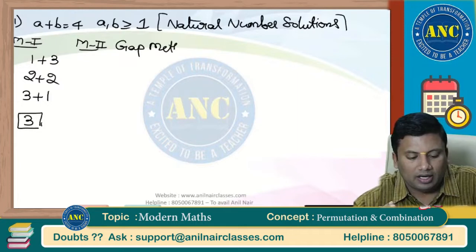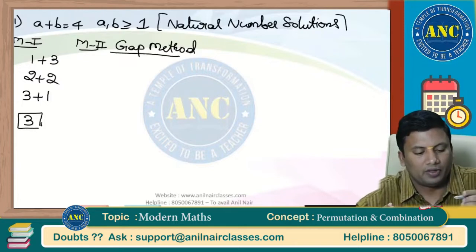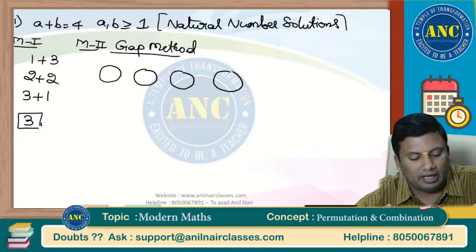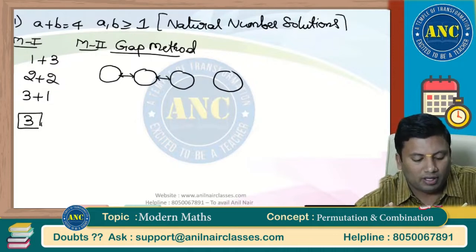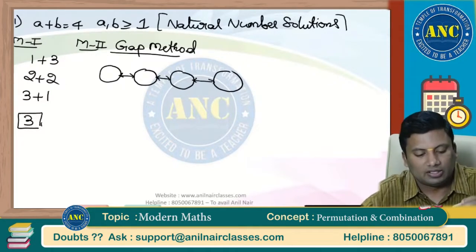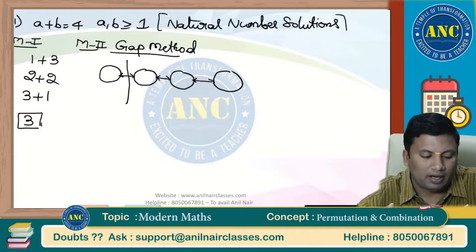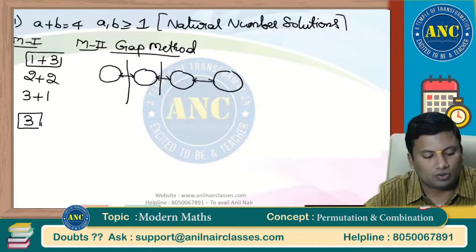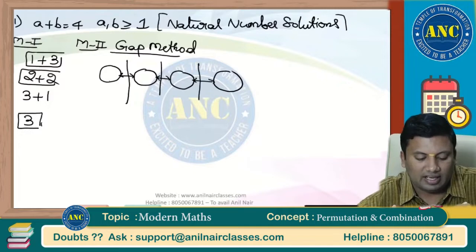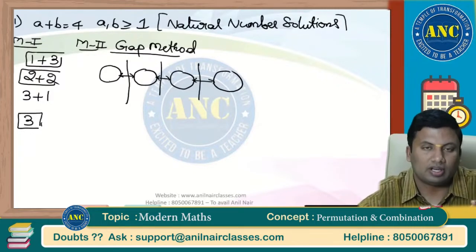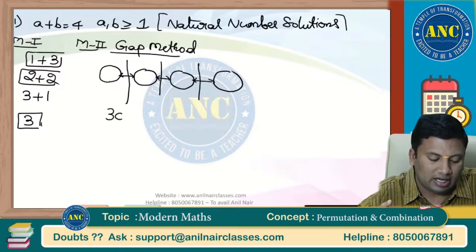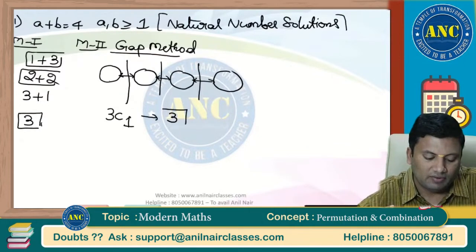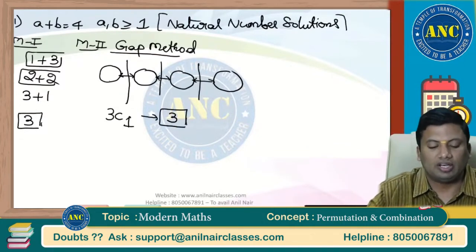What is this gap method? a plus b equivalent to 4. 4 balls are kept in a line. If 4 balls are kept in a line, there are 3 gaps between the 4 balls. Suppose I select this gap, 1 ball plus 3 balls, I got a solution. Or if I select this gap, 2 plus 2, I got another solution. Or if I select this one, 3 plus 1, another solution. Select any one gap, and the answer will be 3C1. 3C1 is nothing but 3.